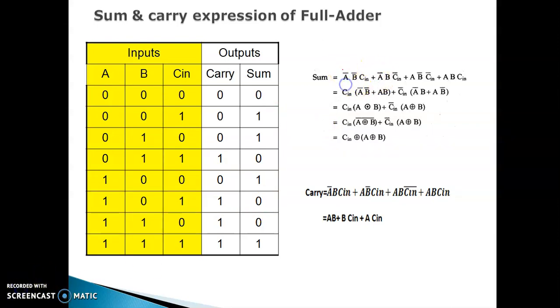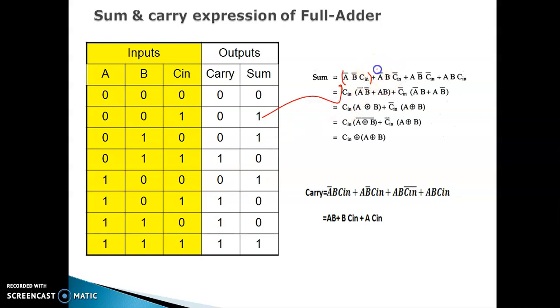This first term is for this one, right? So how it is written: if you refer to this row, A is 0, B is 0, that term will be represented by A bar and B bar in terms of sum form, and Cin, as it is high, will be written as it is.